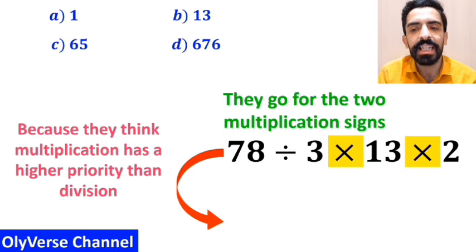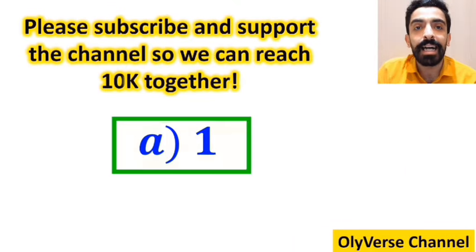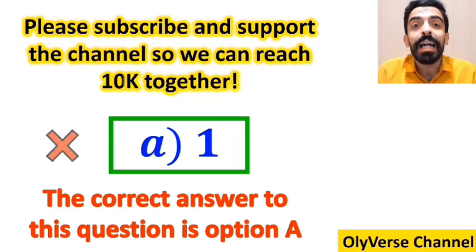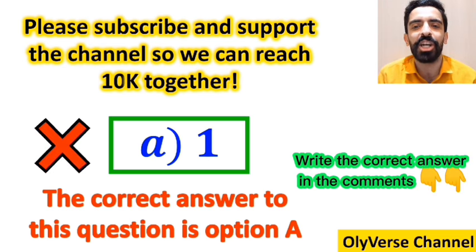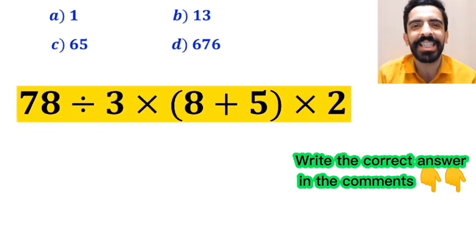So, instead of this expression, they write 78 divided by 78, which finally gives them the answer 1. And immediately, they conclude that the correct answer to this question is option A. However, it's not the correct answer to this question. Alright, now let's go through this question step by step and solve it together.